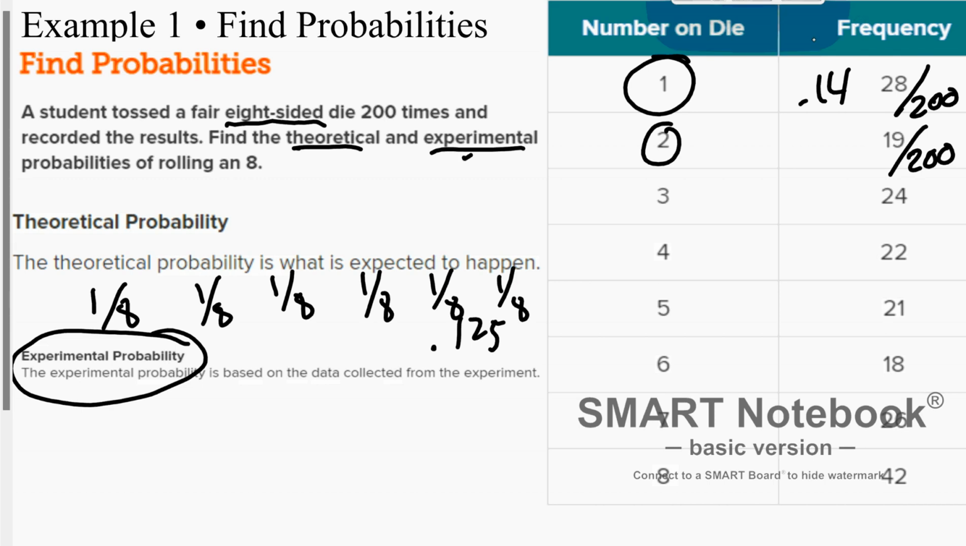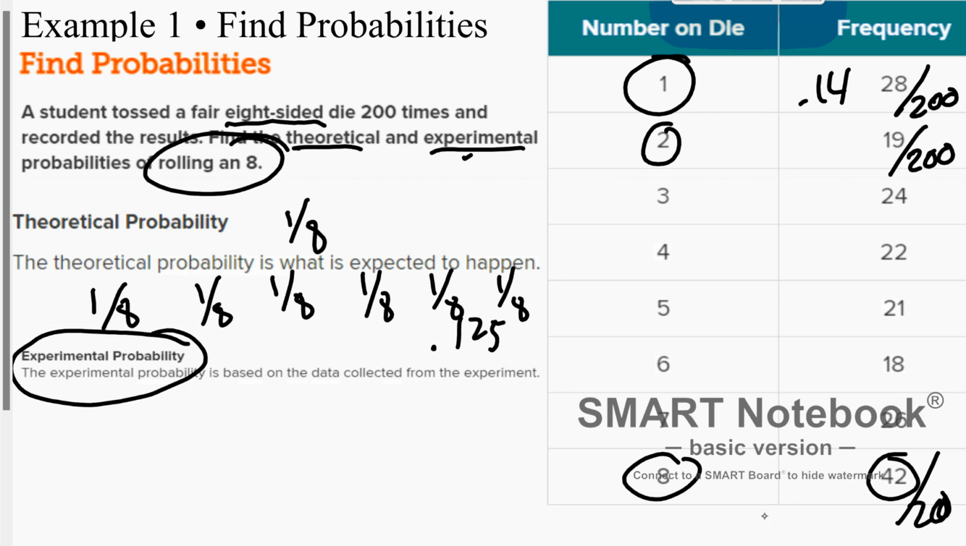And so this question asks, what's the probability of rolling an 8? Well, normally theoretical would be 1 out of 8. Here, rolling an 8, we get 42, so 42 out of 200. Do the math, it's about 0.21. So 0.21 or 21%.